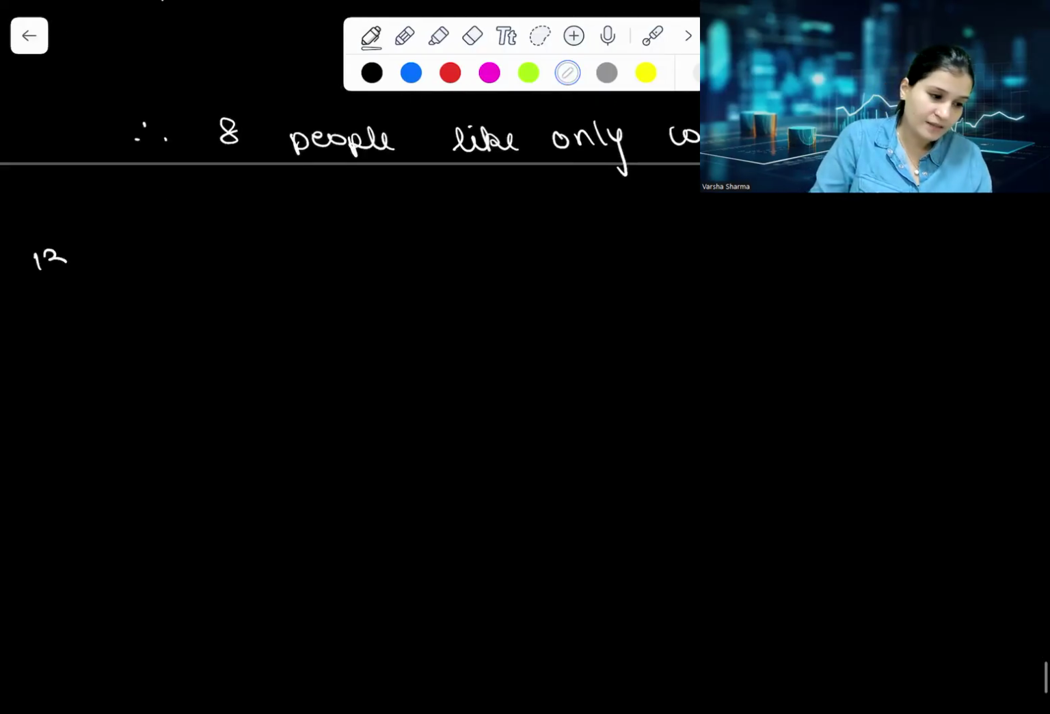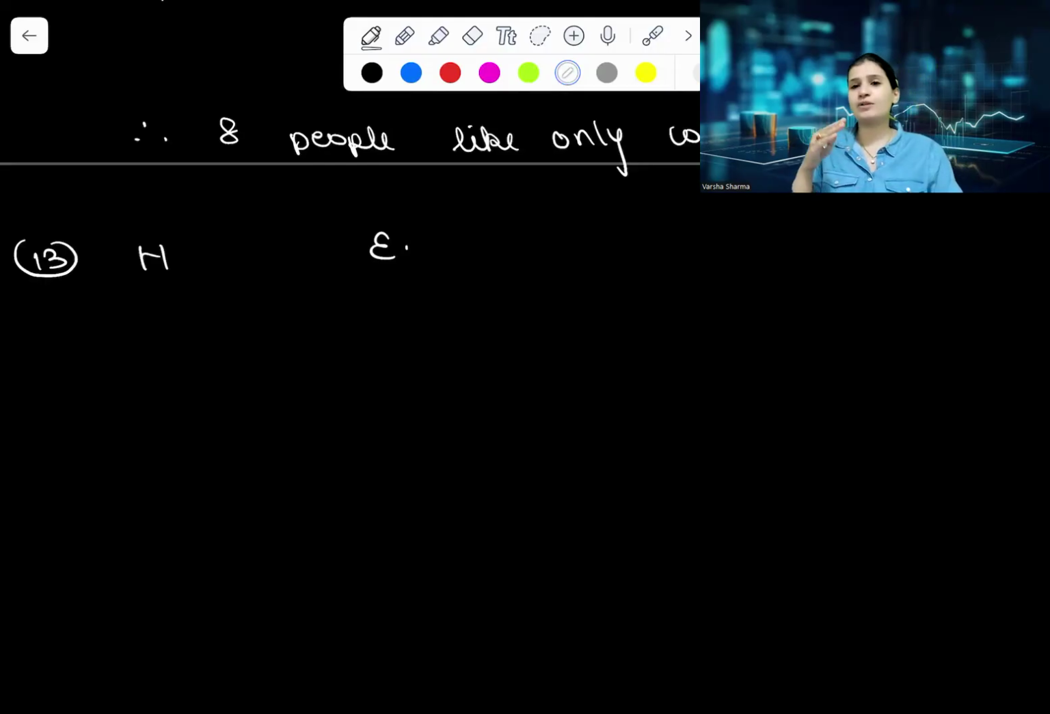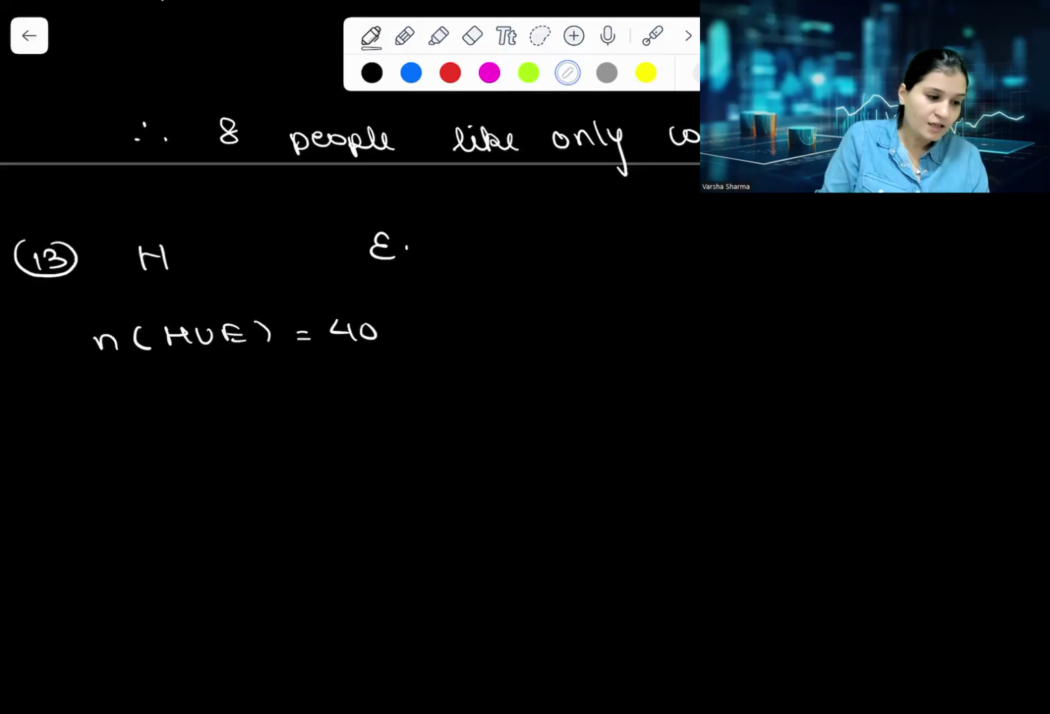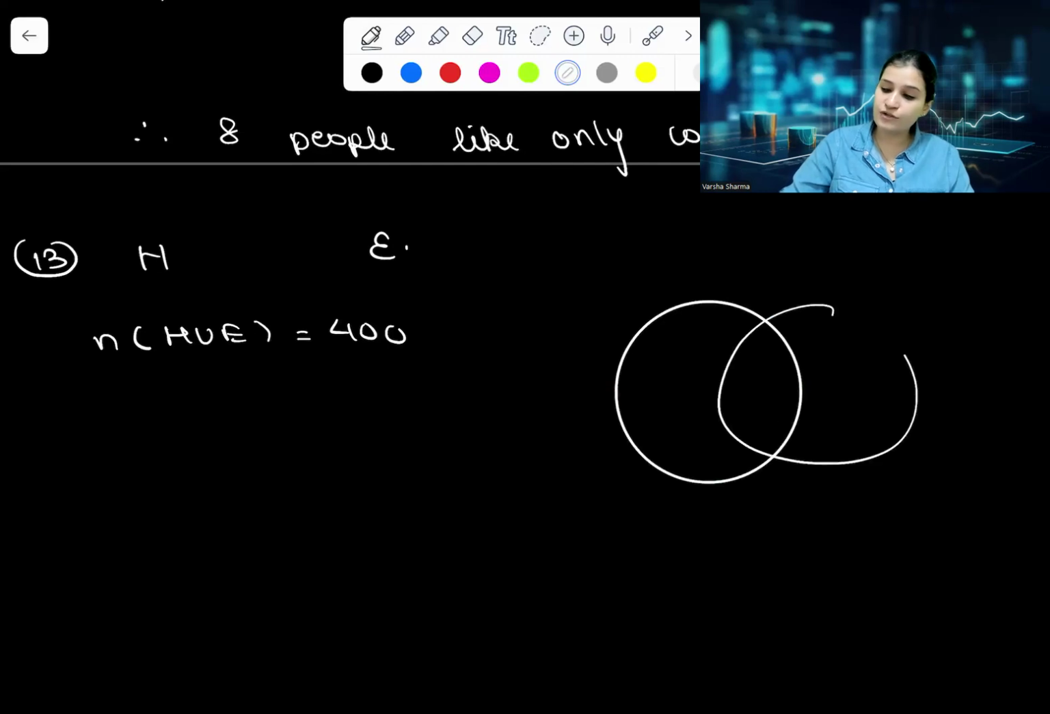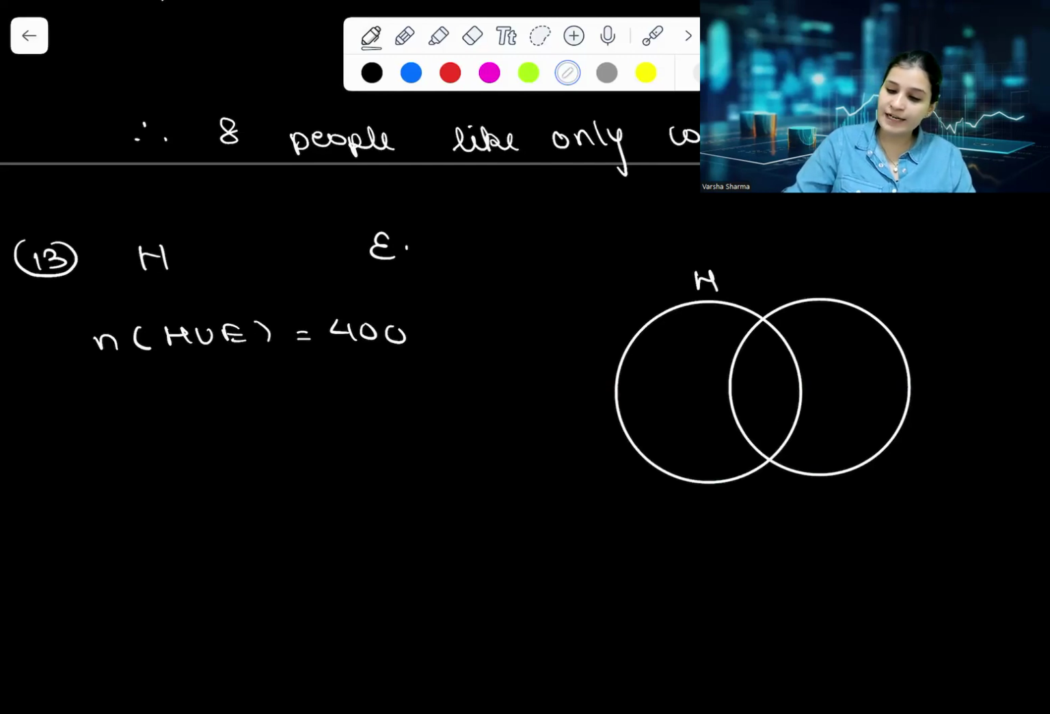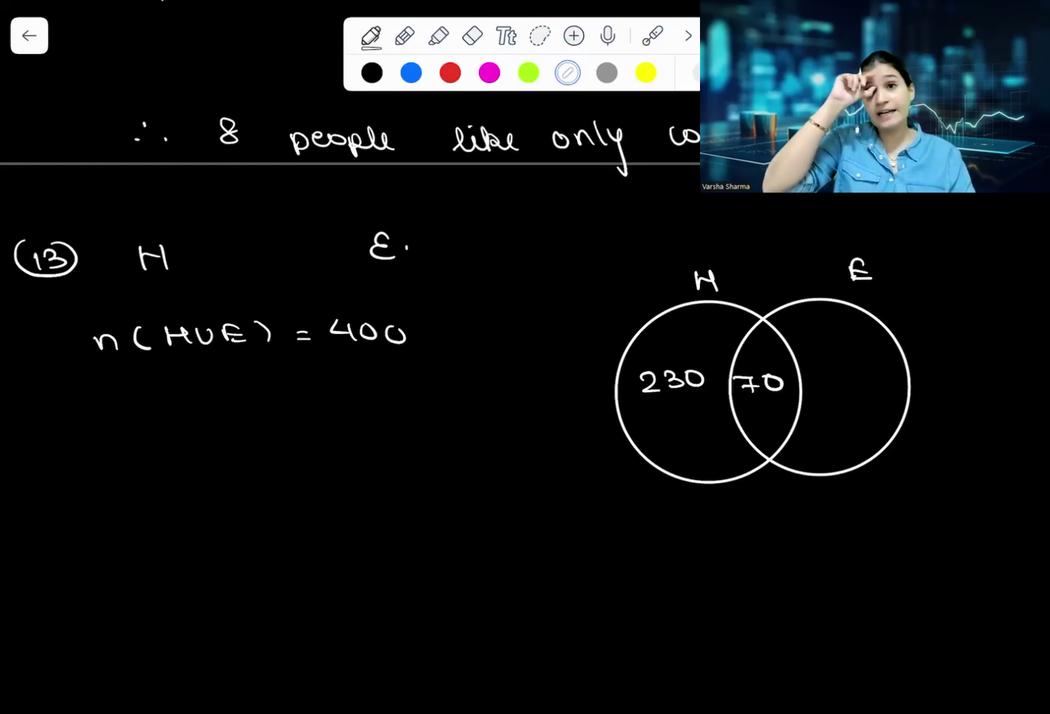Number 13. In a group of 400 people who speak either Hindi or English, there are 2 sets. So let H and E be the sets. H is the set of people who speak Hindi. E is the set of people who speak English. Right? So at least either is union. 230 speak Hindi only. So if I talk about these 2 circles, Hindi and English, 230 speak only Hindi, this part, and 70 people speak both English and Hindi. Agree? And out of all of them, there are 400 people.